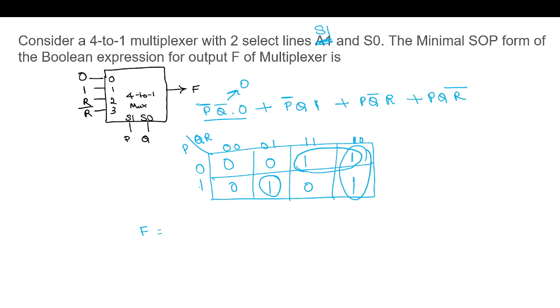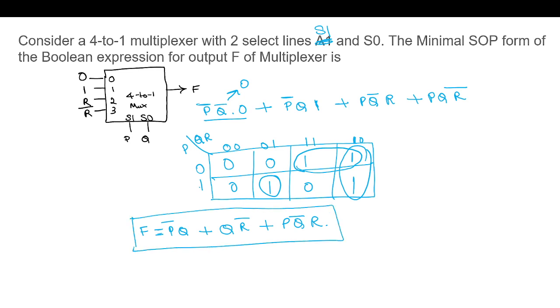F is P Q bar plus P bar Q R plus P Q bar R. Can we simplify this directly without the K-map? This is one method to simplify. This is the expression of F.